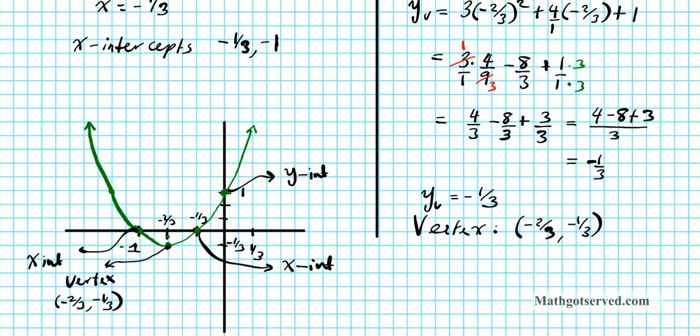And then last but not least is your axis of symmetry. It looks like right here is your axis of symmetry, and it's given by x equals the x-coordinate of your vertex, which is negative 2/3. So there goes the graph of your quadratic function using the intercepts and roots.